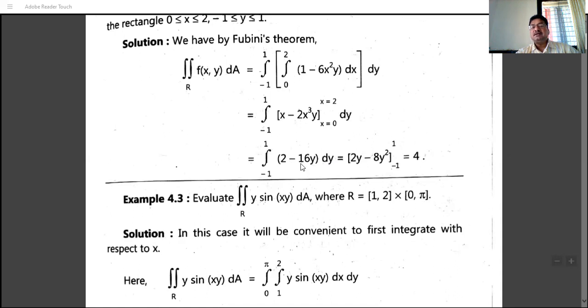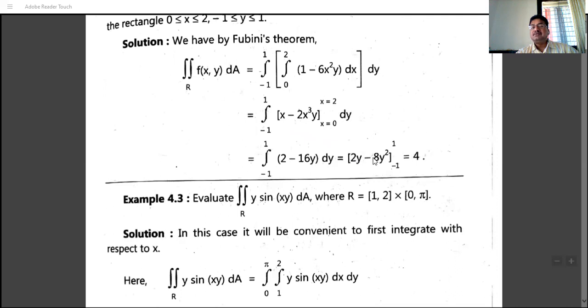Minus 16y, the integration is y square by 2, and so 16 by 2 is 8. And then find the value at the upper limit. So the next step is to substitute y as 1: 2 into 1 minus 8 into 1 square, that is 2 minus 8, which is minus 6. Then minus, in brackets, substitute y as minus 1.